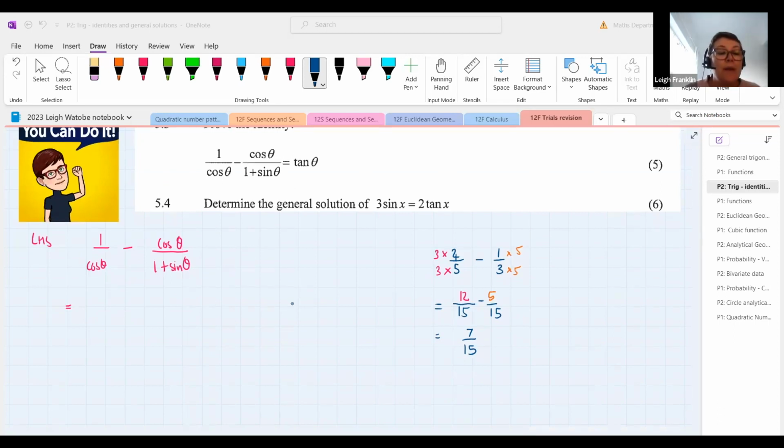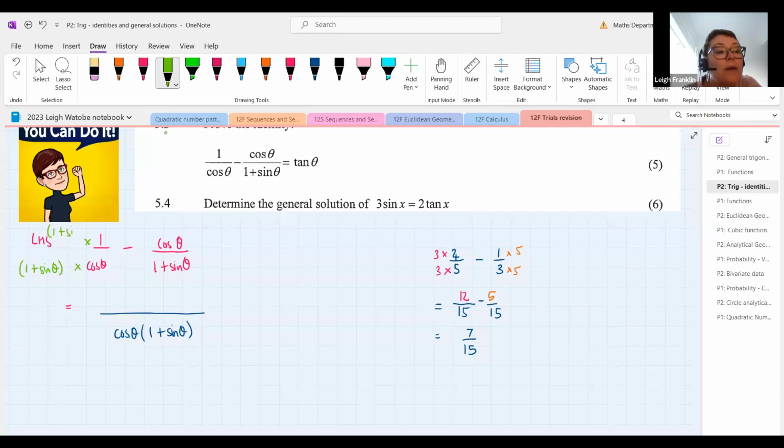So you're going to look at the denominators, we're going to multiply them together like we multiplied 5 and 3, and in this case we're going to end up with cos theta multiplied by 1 plus sine theta. And again, I'm going to multiply the denominator here by my bracket, 1 plus sine theta. So I've got to do the same at the top over there. I've got to multiply it by 1 plus sine theta. Sorry, I'm just squashing it in a little bit.